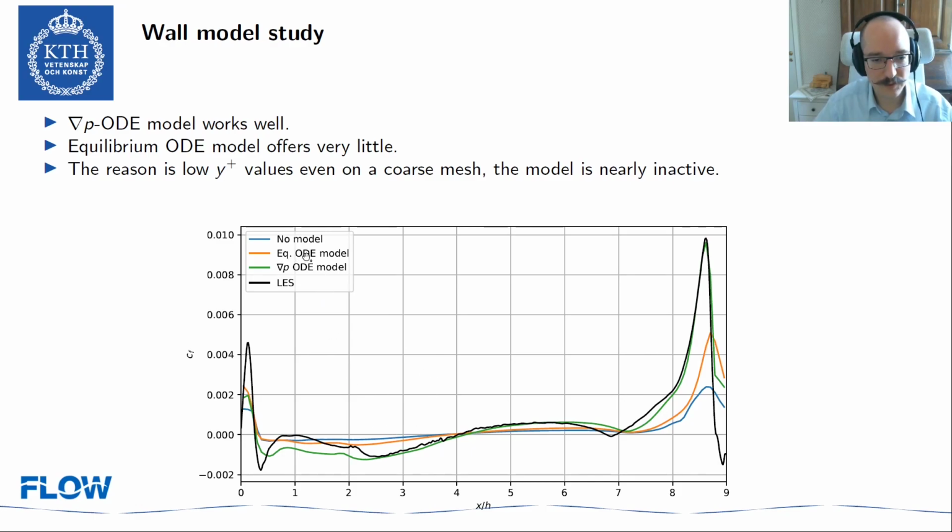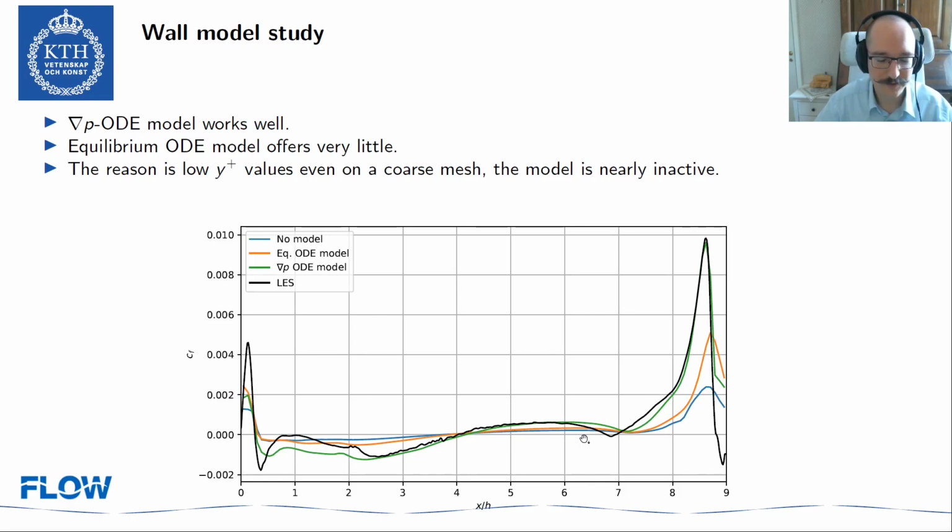Unfortunately, if we look at the equilibrium model, we don't get good agreement, and in fact, we see very little difference compared to just not using a wall model. The reason for that is that the y plus values on the wall, even with this rather coarse resolution in the wall normal direction, are pretty low. I think the peak values are maybe around 30, which is located here on this side of the hill. And it's here that we see some difference between the predictions of not using a wall model and the equilibrium model.